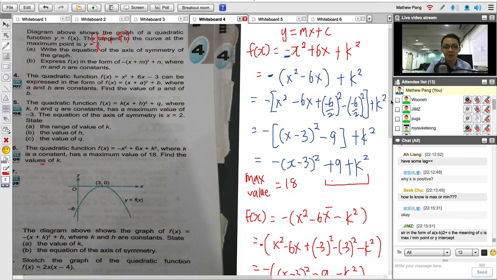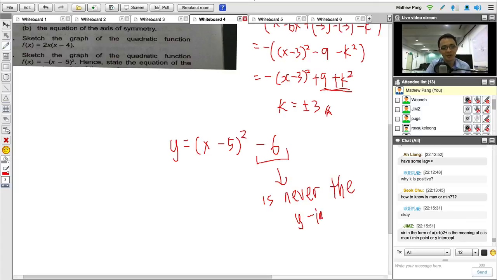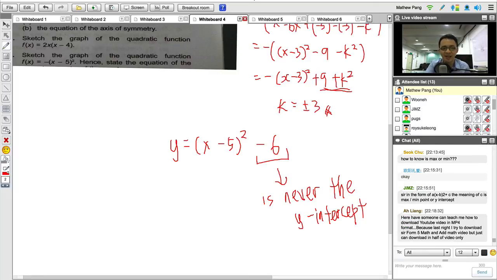Okay, so if I got something like y equals x minus 5 squared minus 6, the negative 6 here is never the y-intercept. Because a lot of students will think it is the y-intercept. It is not. The negative 6 here is the minimum or maximum value, depending on our a.